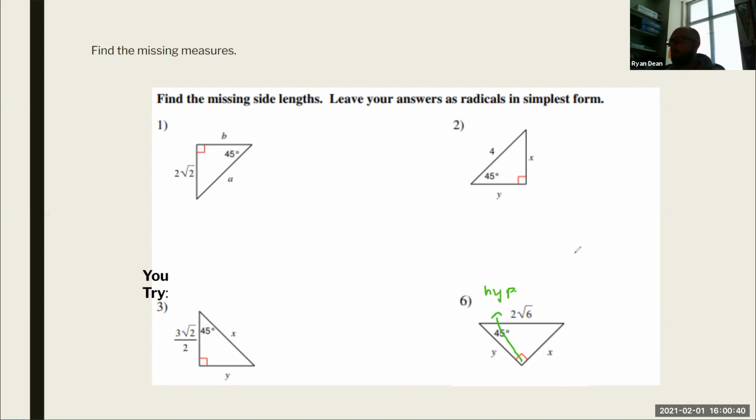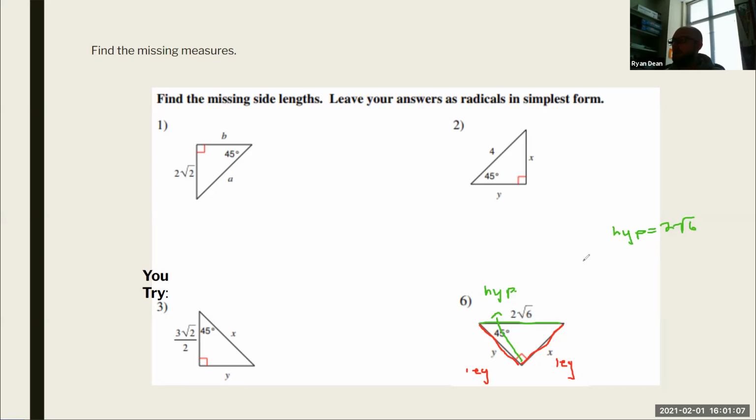Okay, so that side is going to be listed in green. I'm just going to write it up here. Hypotenuse is equal to 2 times the square root of 6. Now for the 2 legs, those are going to be down here because they're adjacent to the 90-degree angle. So I put a leg here, put a leg here.